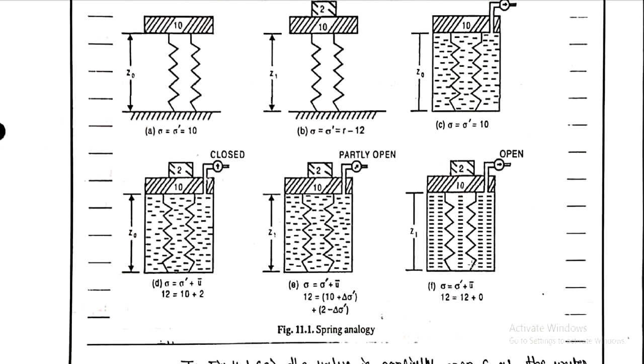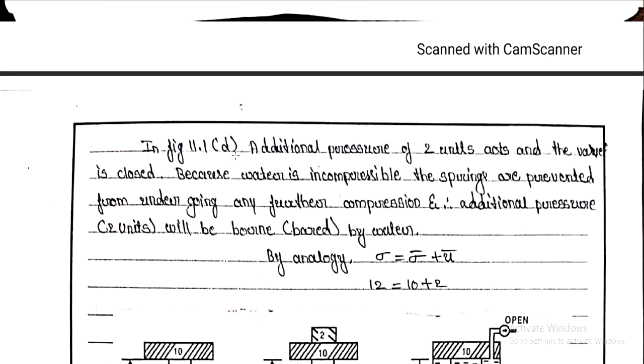In the last stage, whenever the valve is completely open, the 2 units plus 10 units will be borne by the spring, as the springs get compressed, and the water which is expelled is due to the additional 2 units of load. It is simple over here.